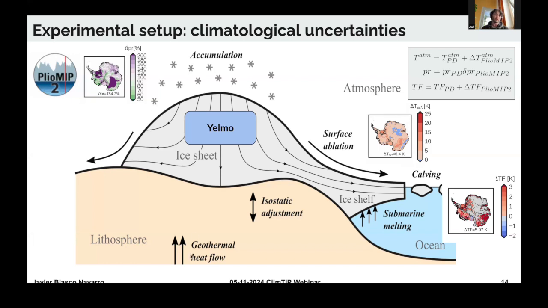And so what we do is we compute an anomaly. In this case, this is an example of precipitation anomaly. This is an example of surface temperature anomaly. And this is an example of oceanic temperature anomaly. And what we do is we apply this anomaly to present-day fields that we know from observations, and we just add that anomaly to obtain climatological conditions from the Mid-Pliocene period.